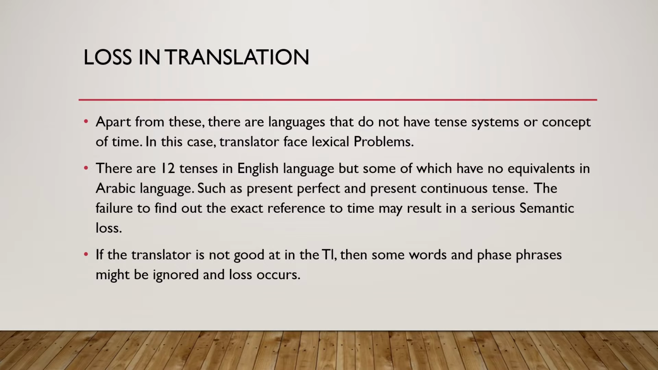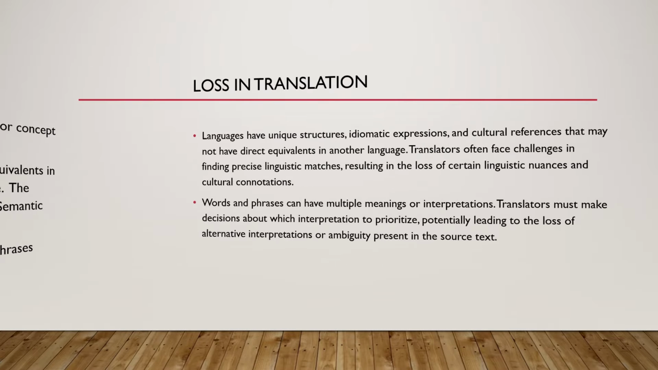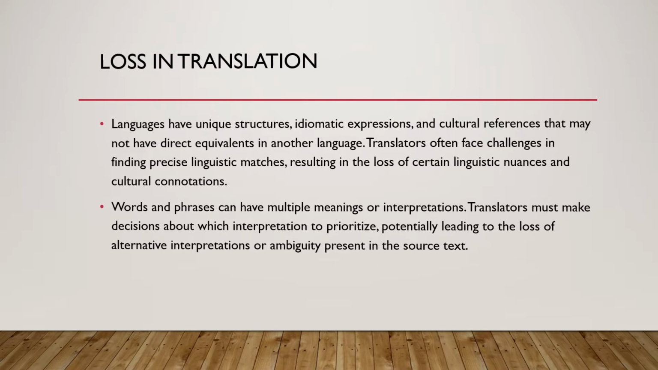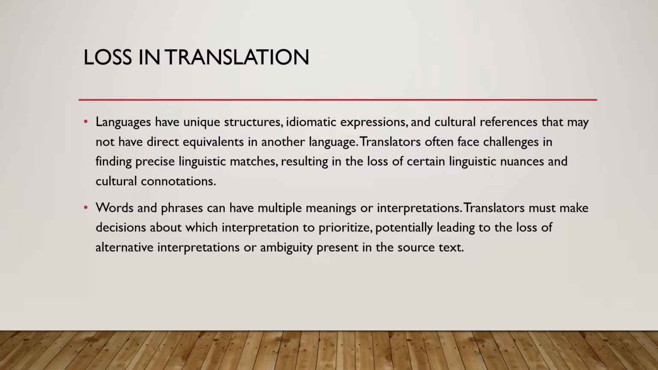Languages have unique structures, idiomatic expressions, and cultural references that may not have direct equivalence in another language. Translators often face challenges in finding precise linguistic matches, resulting in the loss of certain linguistic nuances and cultural connotations. Words and phrases can have multiple meanings or interpretations. Translators must make decisions about which interpretation to prioritize, potentially leading to the loss of alternative interpretations or ambiguity present in the source text.